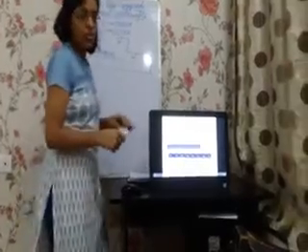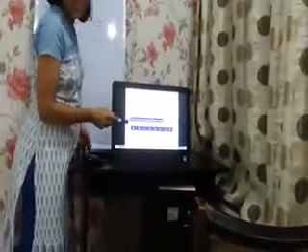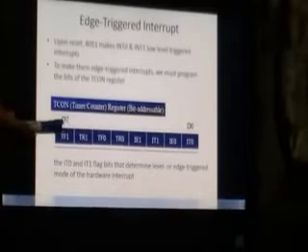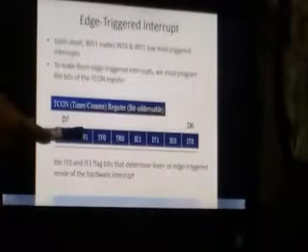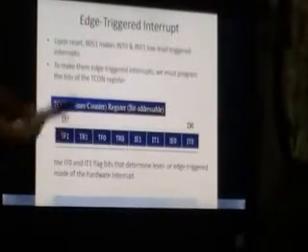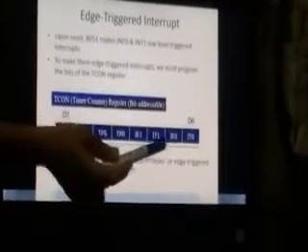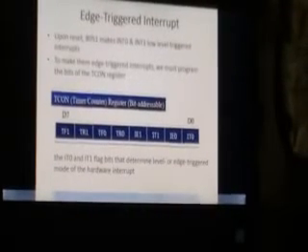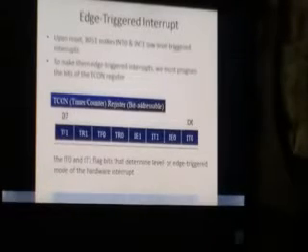Coming to this slide, this is the TCON register. As you can see, TF1, TR1, TF0, TR0 are the timer bits: the timer flag and timer run control bit for timer 1 and timer 0. We are interested in these 4 bits: IE1, IT1, IE0 and IT0.